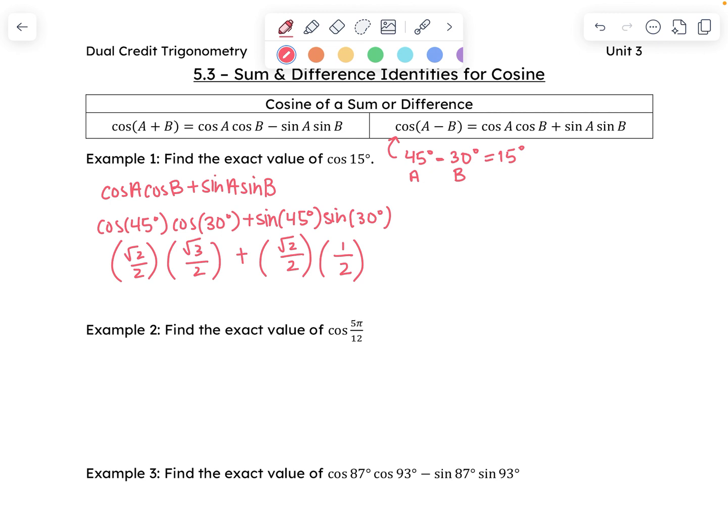And then I'm just going to simplify that, multiply it together, and then use my algebra skills and clean it up a little bit. So if I have the square root of 2 over 2 times the square root of 3 over 2, I'm just going to multiply across the top, multiply across the bottom, so I get the square root of 6 over 4. Plus, over here, square root of 2 over 2 times 1/2 would be the square root of 2 over 4. And since they have the same denominator, I can write them as one big fraction with that denominator of 4. So the square root of 6 plus the square root of 2.